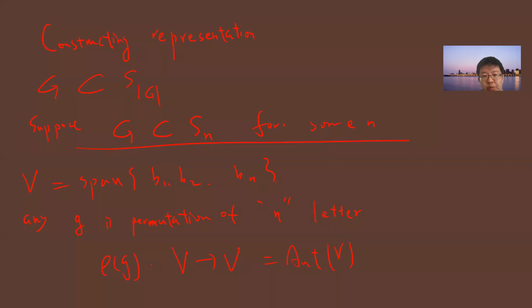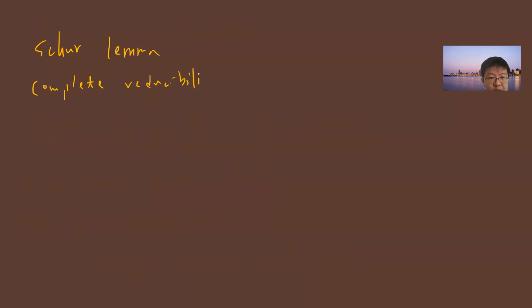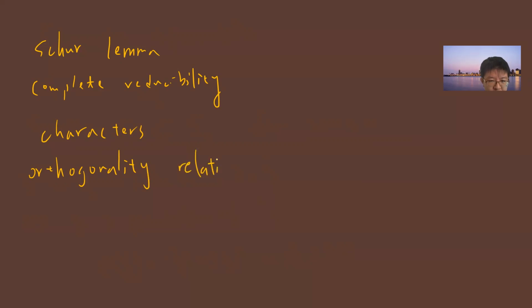we need to start to build group representation theory, and I want to talk about a finite group. In group representation theory, the key ideas are Schur's lemma and complete reducibility. This is what we will cover. I will also cover characters and orthogonality relations. This is like a finite group representation feature and irreducibility criteria.